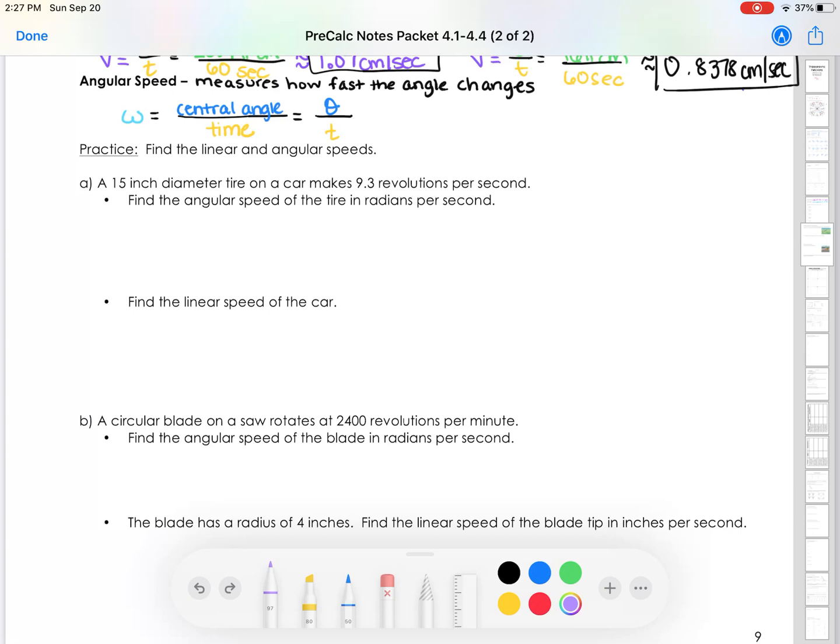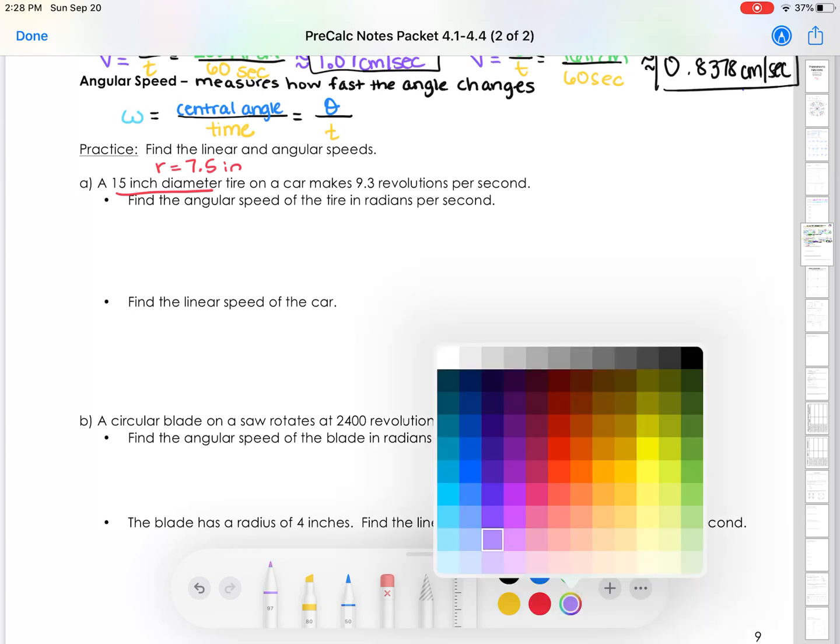Our first one is a 15-inch diameter tire on a car that makes 9.3 revolutions per second. First of all, we haven't been talking about diameter at all. We've been talking about the radius. So let's convert that real quick into a radius. We're going to cut it in half, and that'll give us 7.5 inches for the radius. We're going to hold on to that for later. We don't need it just yet. And then a car is making 9.3 revolutions per second. We want to find the angular speed.